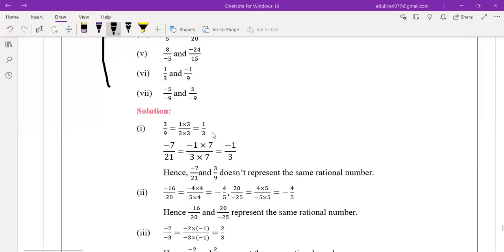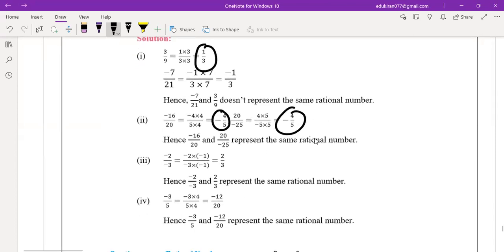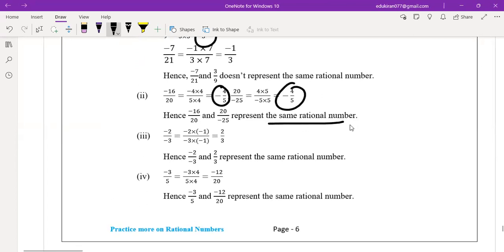For the first one, you got 1 upon 3 and minus 1 upon 3. So not same, right? So they don't represent the same rational number. Now, second one, you got minus 4 upon 5 and minus 4 upon 5, right? So they represent the same rational number. Now, third one, you got 2 upon 3 and negative 2 upon 3.